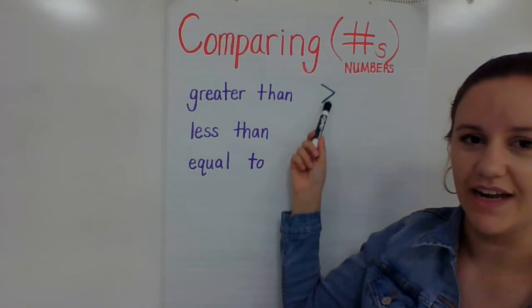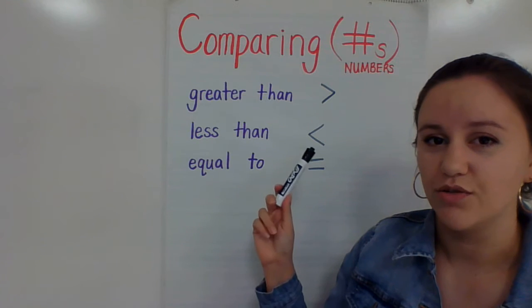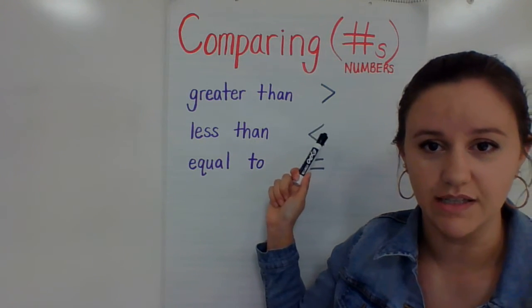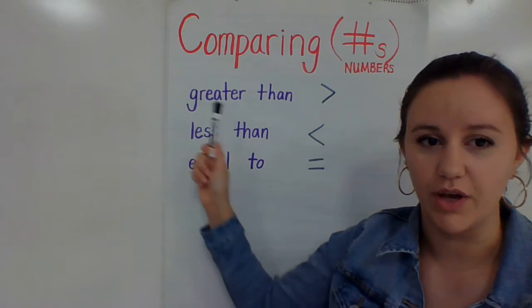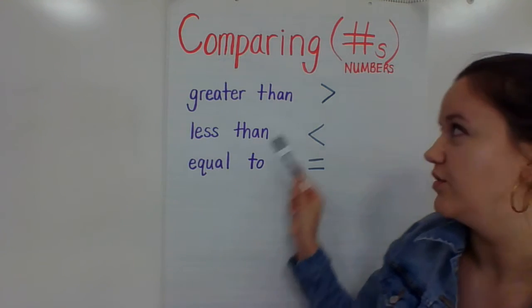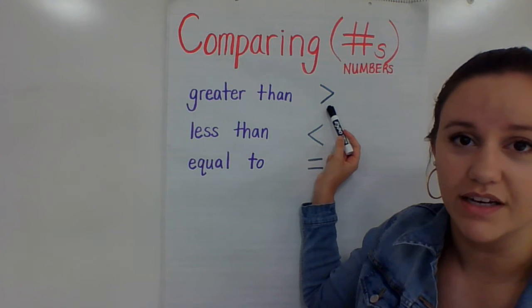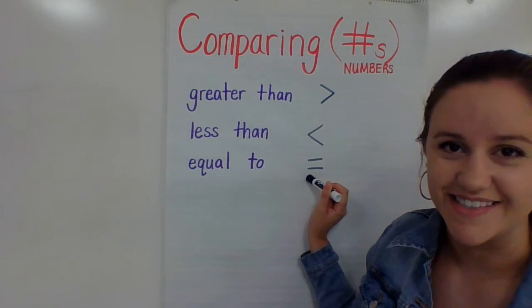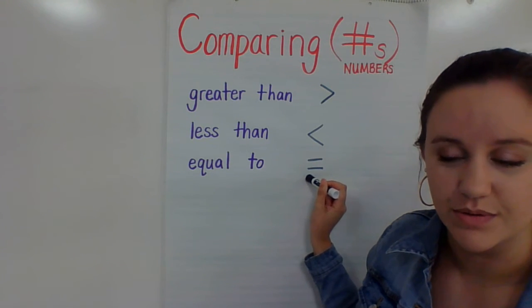So if you notice, I added symbols because you can use the vocabulary, but you can also use symbols to represent which vocabulary you are using. So this is the greater than symbol, this is the less than symbol, and then this is the equal sign, which is the equal to symbol.